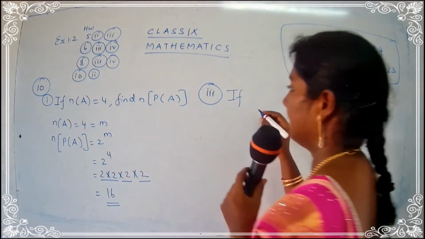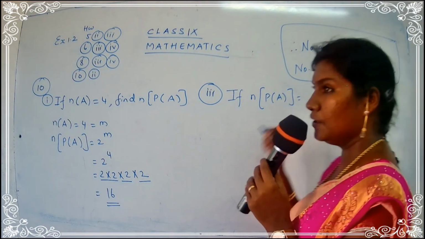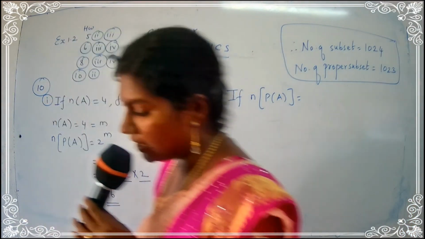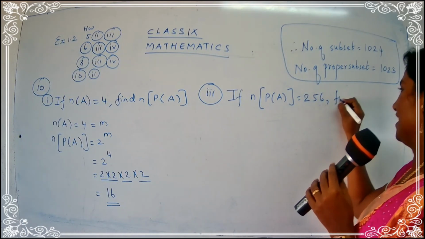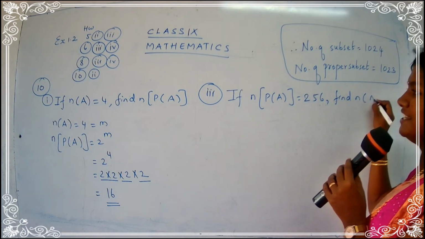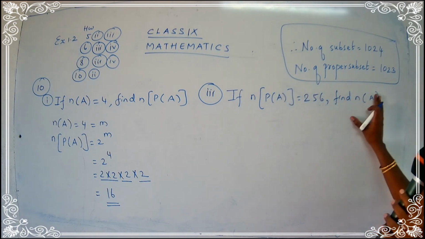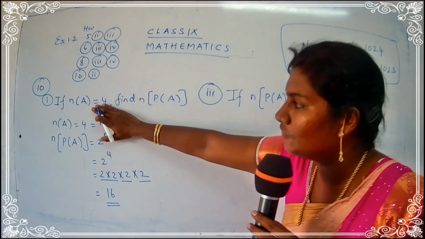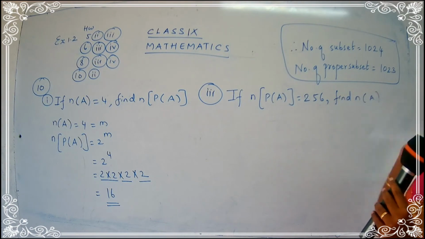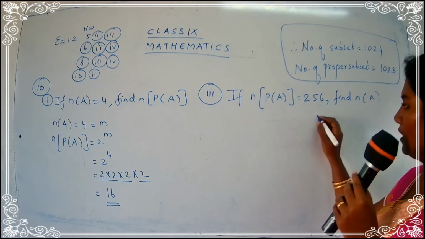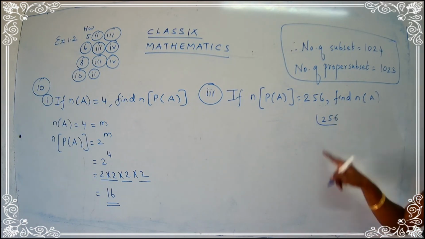If n of P of A is equal to 256, find n of A. So this is just in a reverse manner, children. Here n of P of A is given and you are going to find n of A. Before, n of A was given and we found n of P of A. So just reverse order. So let's take 256 first. Go on factorizing this 256.